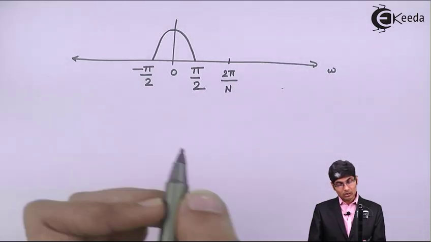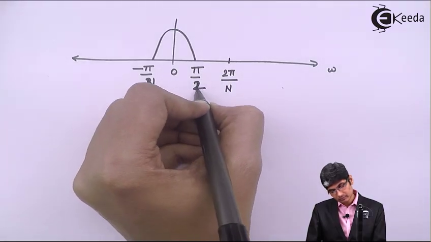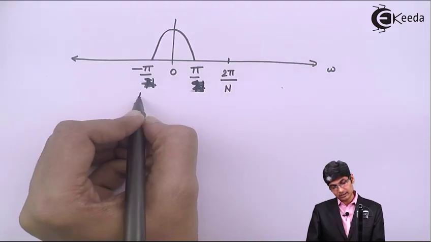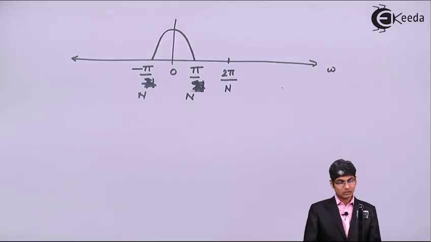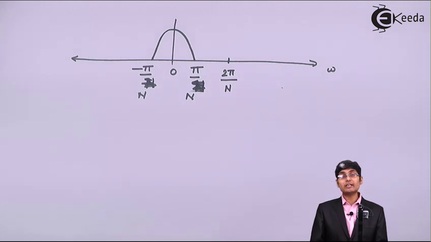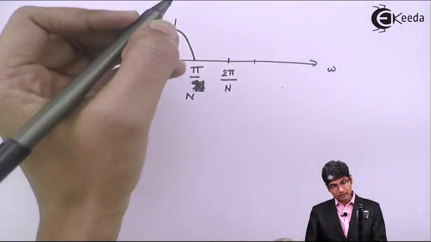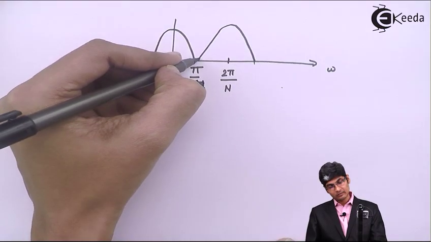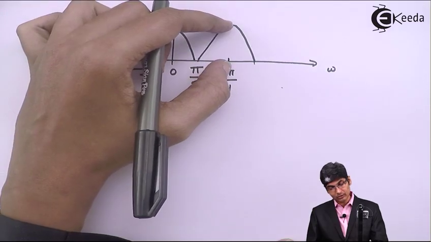Where will the lower limit end up? Oh, sorry, it's not pi by 2, it's pi by n. I'm extremely sorry, this is not pi by 2 because I have not considered any value for n. So let's say pi by n. The next shifted version, that is h1 of omega, is centered around 2 pi by n. Its lower and upper limits will be like this. It will be similar to this one. I have drawn it enlarged, but it is not so. It will be very similar to this much.